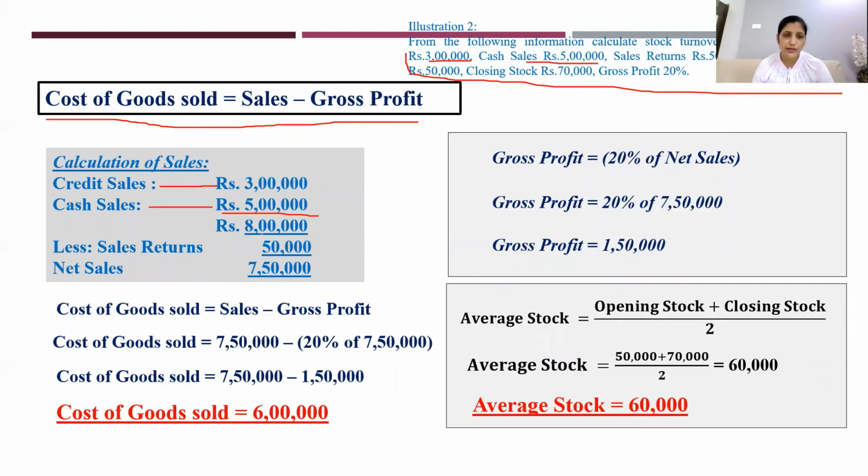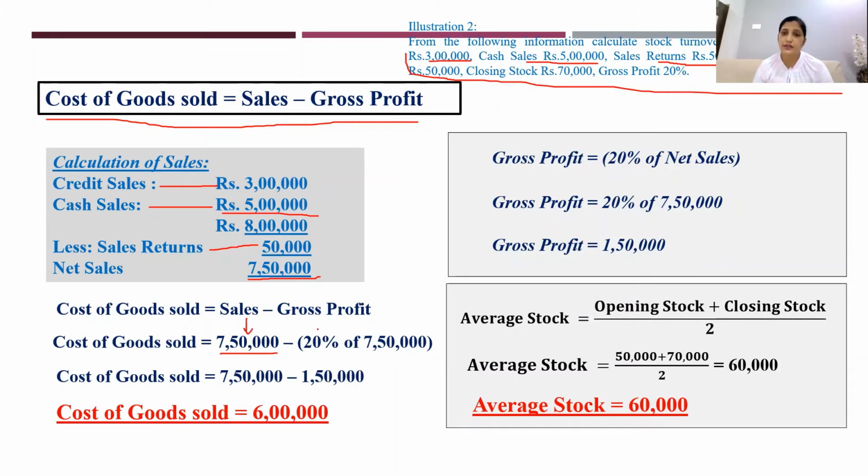From this, we have to reduce sales returns, if we do have sales returns of 50,000. So reduce 50,000. Okay. So 8 lakhs minus 50,000, you will get 7 lakh 50,000. This is our net sales. Clear about this? So now, cost of goods sold is equal to sales minus gross profit. This 7 lakh 50,000 I have substituted as the value of sales.